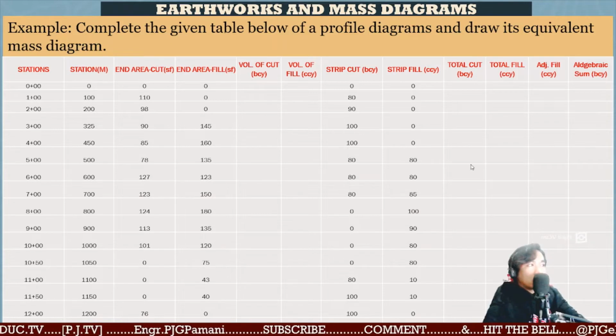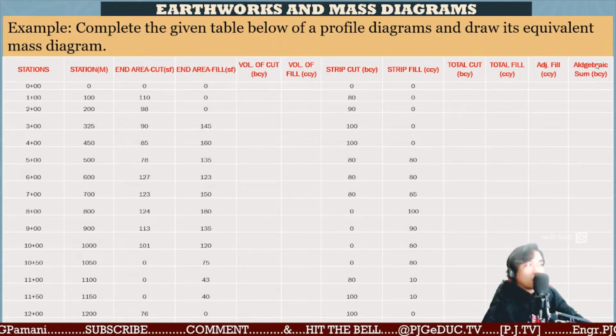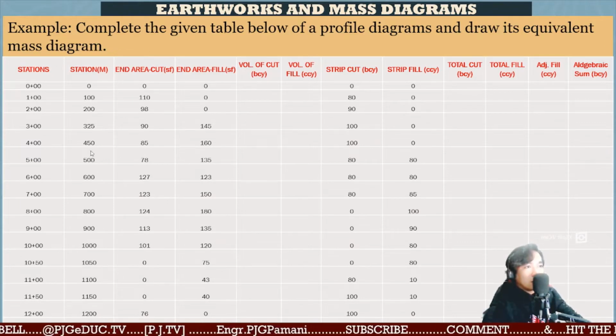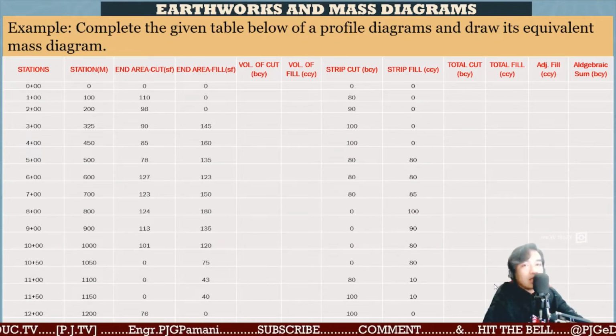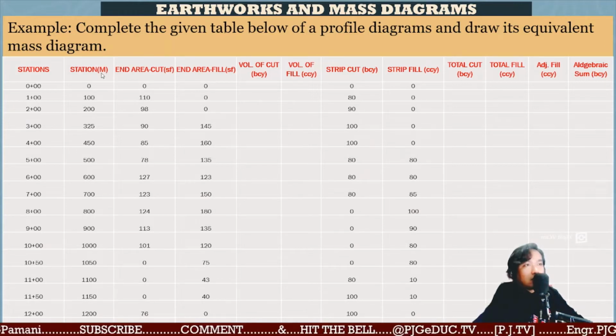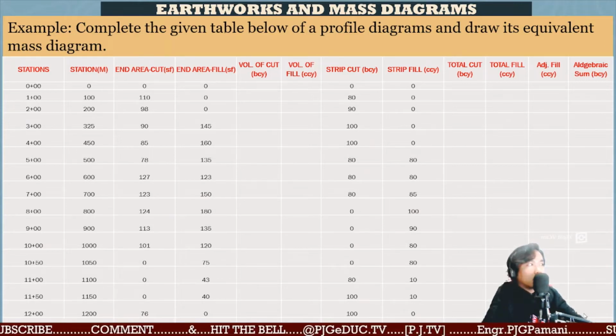Then total cut, then total fill, adjusted fill, and the required volume. Ito ngayon yung i-graph natin. Ito yung importante: dapat tama yung algebraic sum, BCY, then yung ating station. Then, dahil yan yung ating i-graph for our mass diagram using a smooth curve, hindi na yung regular shape.